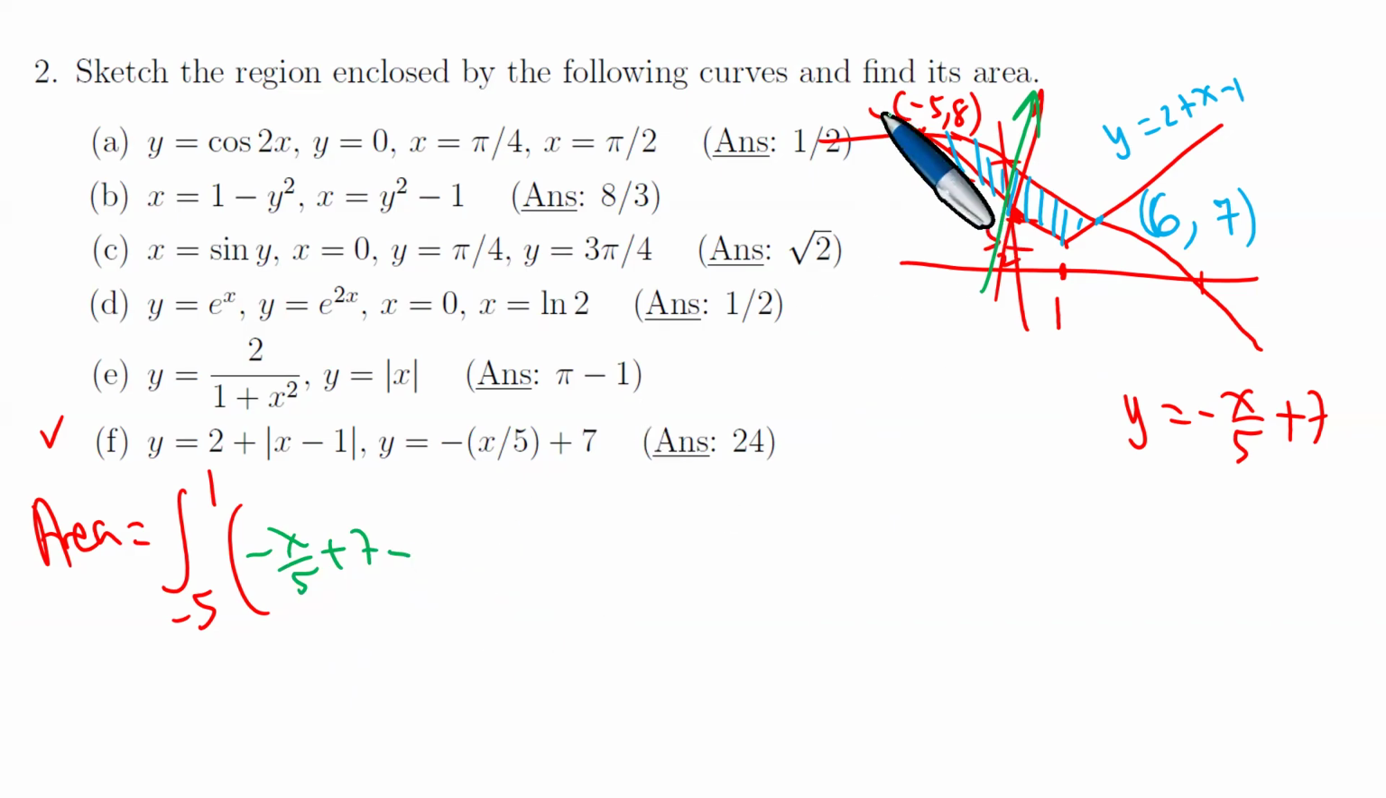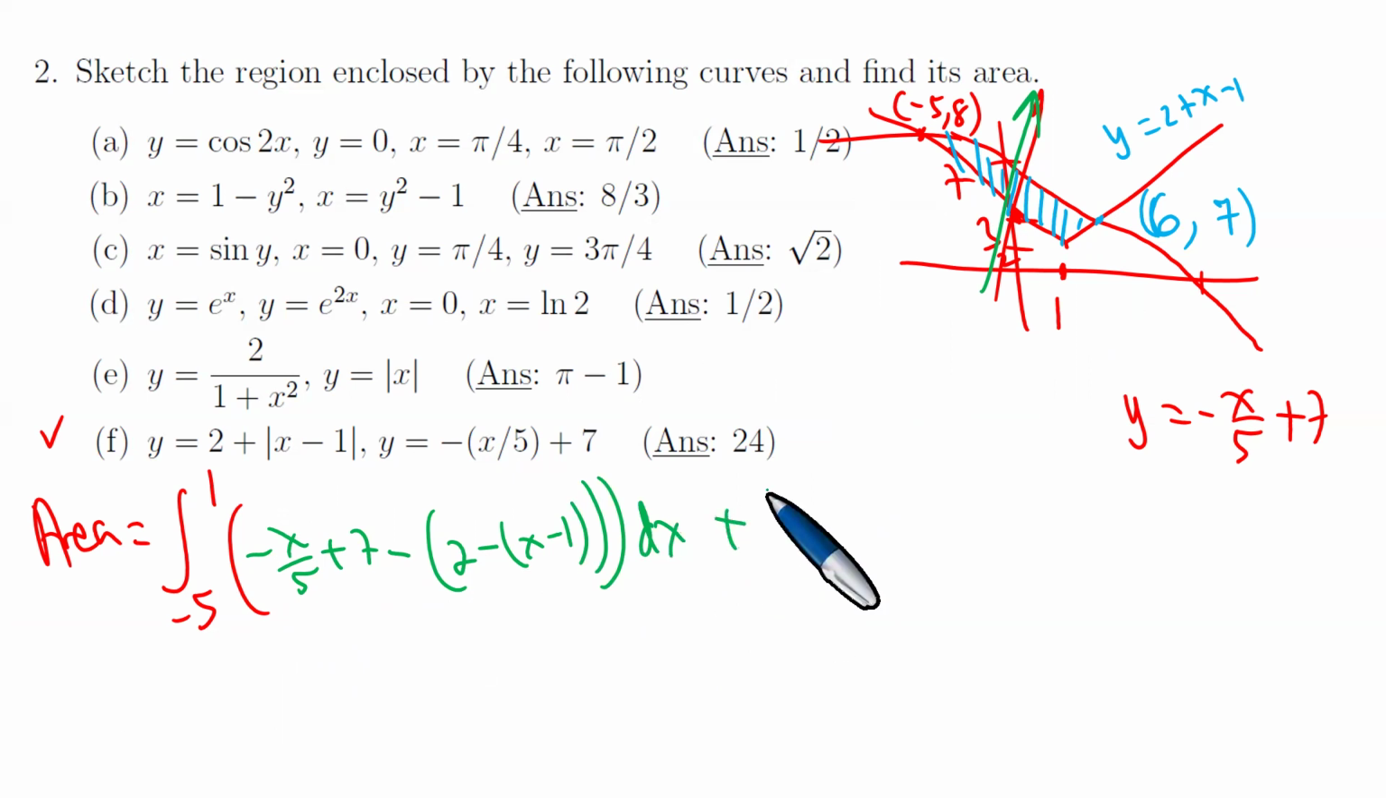The lower curve becomes this, the absolute value with a negative slope, which is 2 minus |x minus 1|. And then you do dx. You continue with the integration now from x equals 1 to x equals 6.